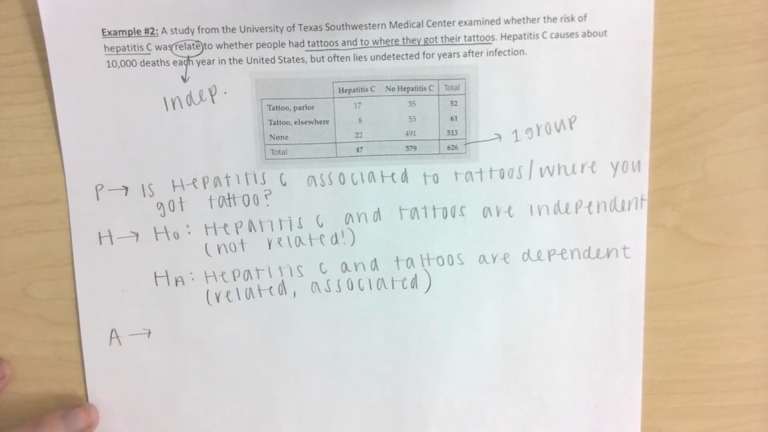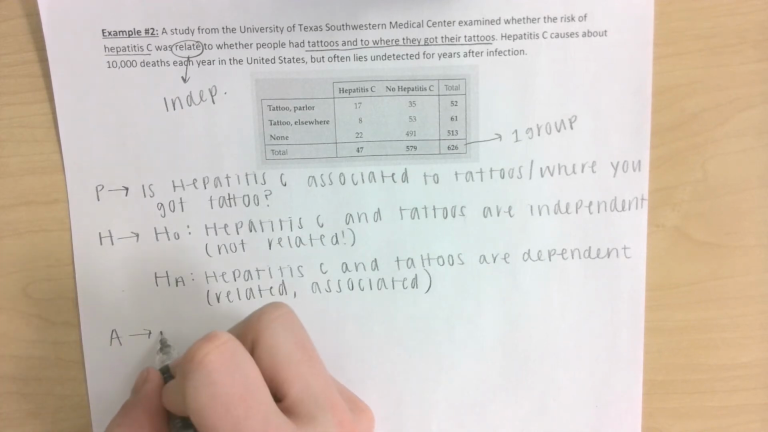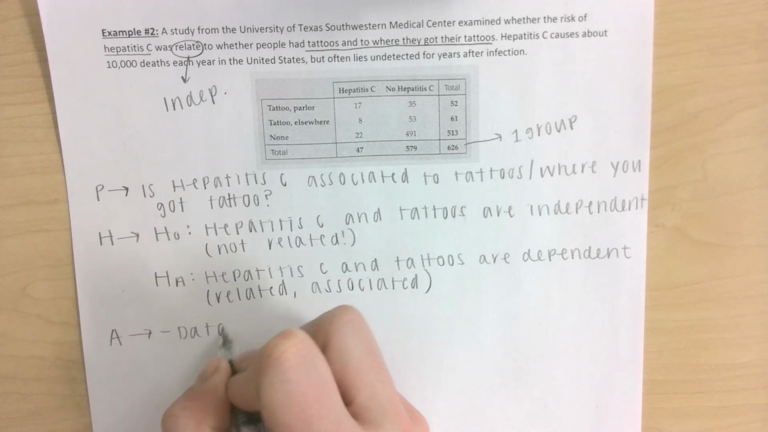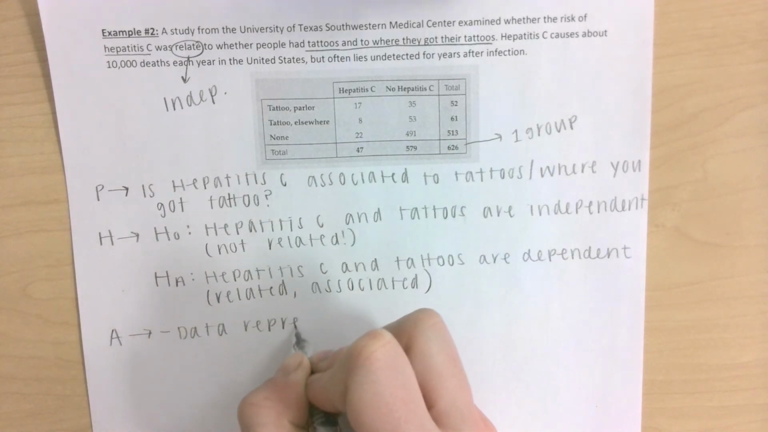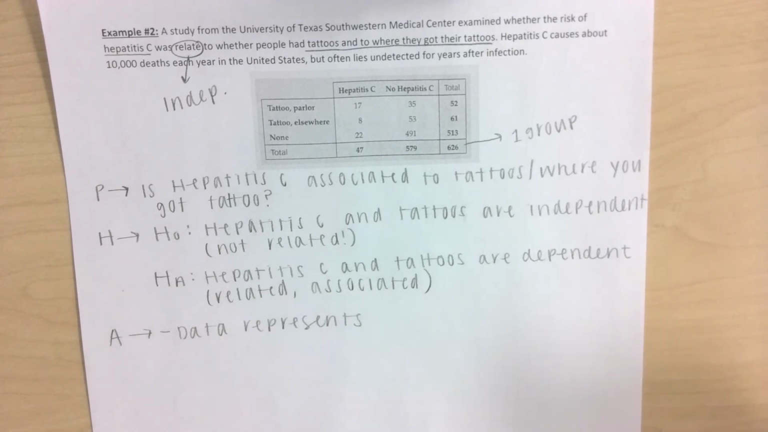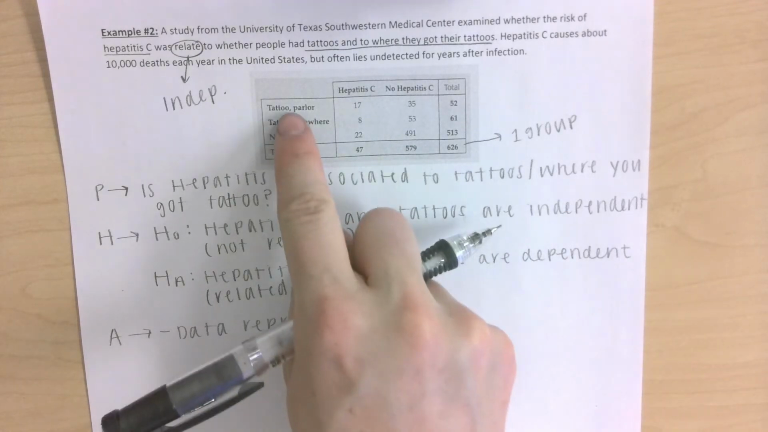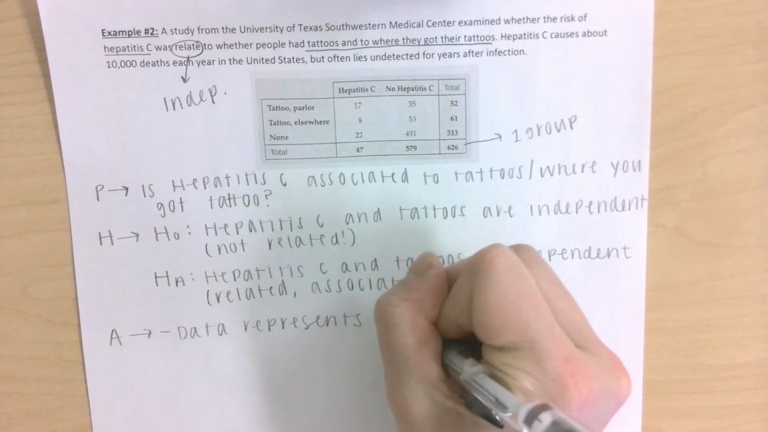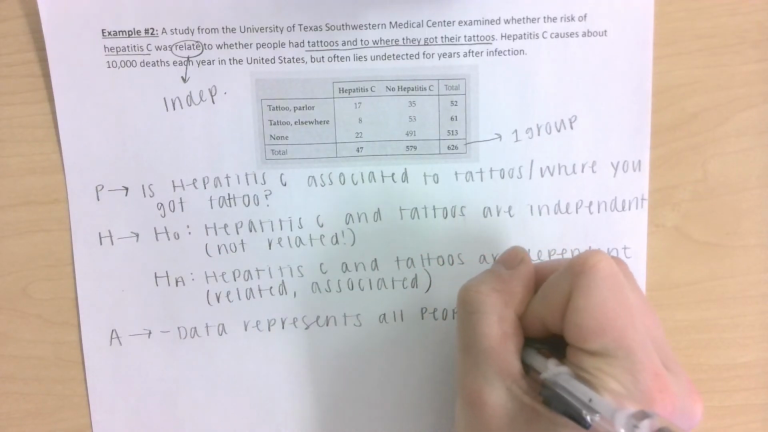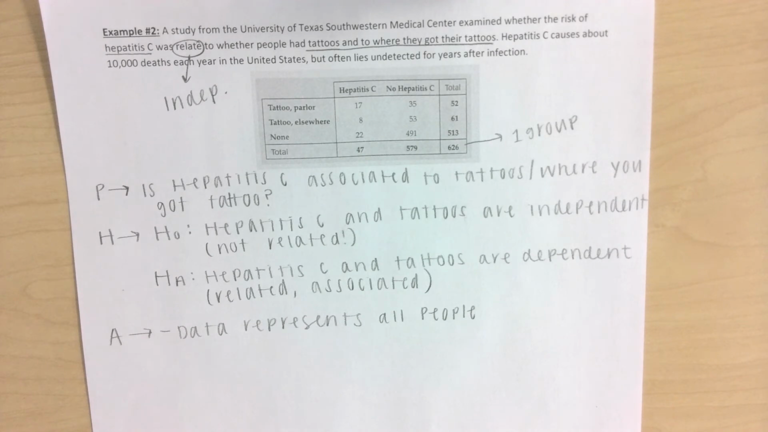Okay, A and phantoms here, still standing for my assumptions and conditions, and they're the same as they've always been for chi-squared. So we're going to look for randomness. It doesn't say random, so I'm just going to assume that this data represents people with tattoos and without, so I'm just going to say all people. Hopefully they collected a good sample.